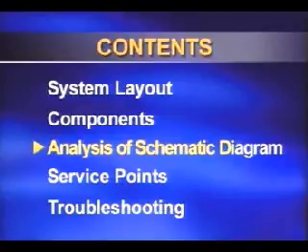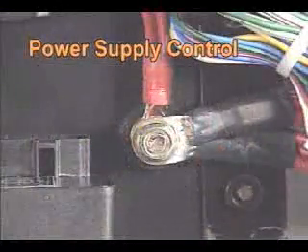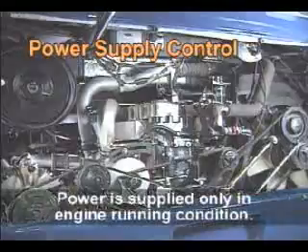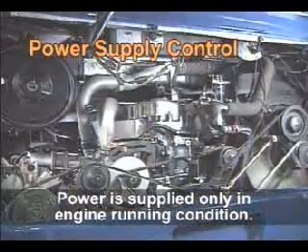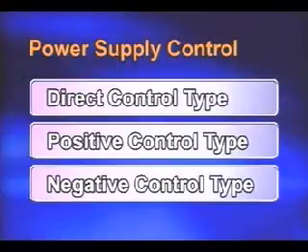Next, we would like to explain the roof-on air conditioning electrical system by using a simplified schematic diagram. First, let's learn about the power supply control. Since the bus roof-on air conditioner has large current consumption, power is supplied only in the engine running condition to prevent discharging the battery. Power supply controls in the bus roof-on air conditioner can be classified into three types: direct control type, positive control type, negative control type.